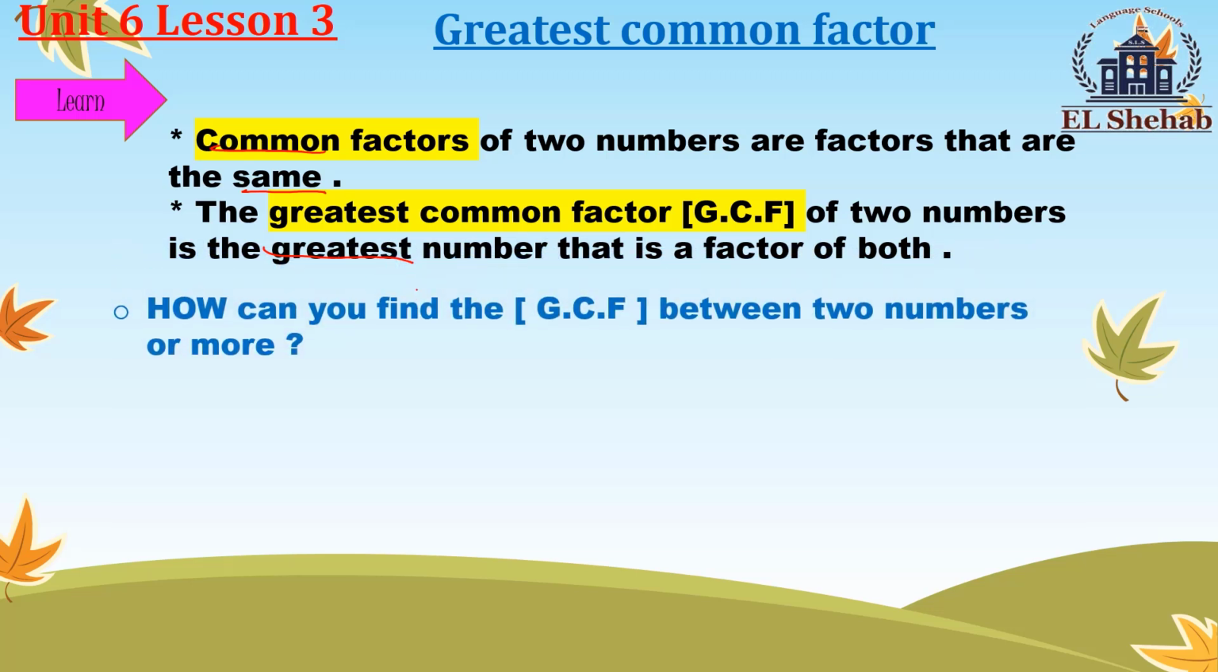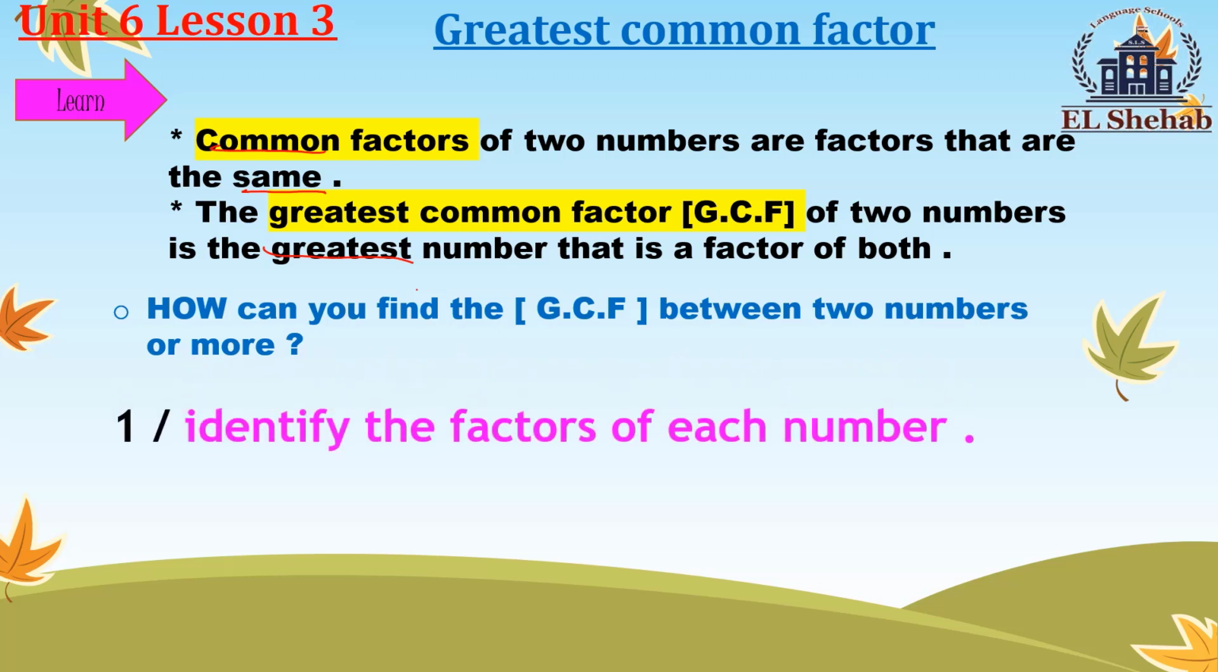How can you find the greatest common factor between two numbers or more? We have to follow some steps to find the greatest common factor of two or more numbers. Let's take an example and try to apply the steps on this example. The common factors of 12 and 16. First, identify the factors of each number. What are the factors of 12?